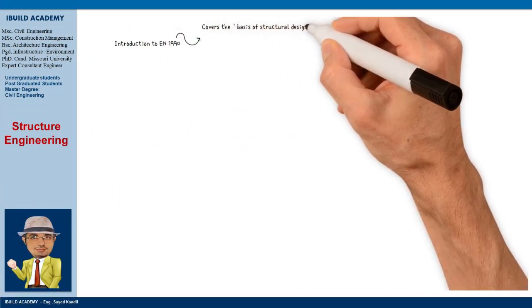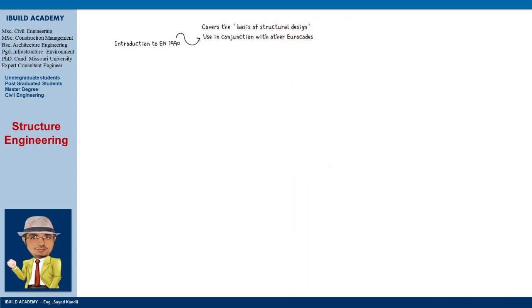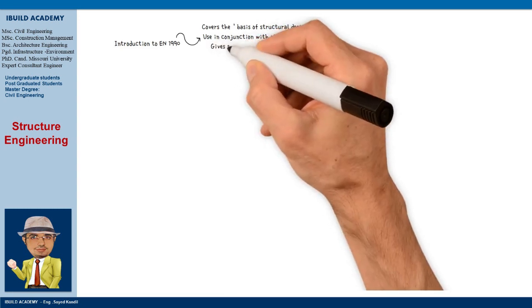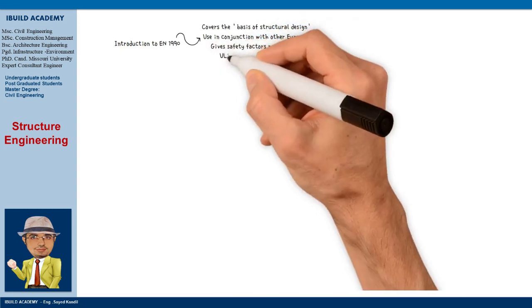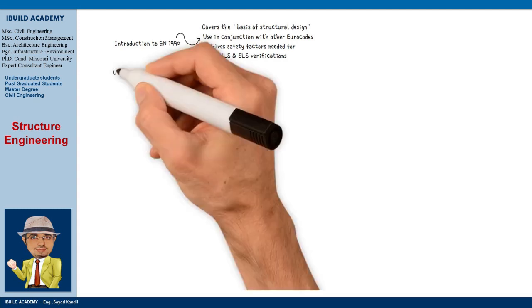EN 1990 covers the basis of structural design, and you'll need to use it in conjunction with other Eurocodes. So, to get the partial safety factors for actions and combinations of action for the verification of both ultimate and serviceability limit states, we will need to refer to EN 1990. The ultimate limit states are to do with the failure of the structure.